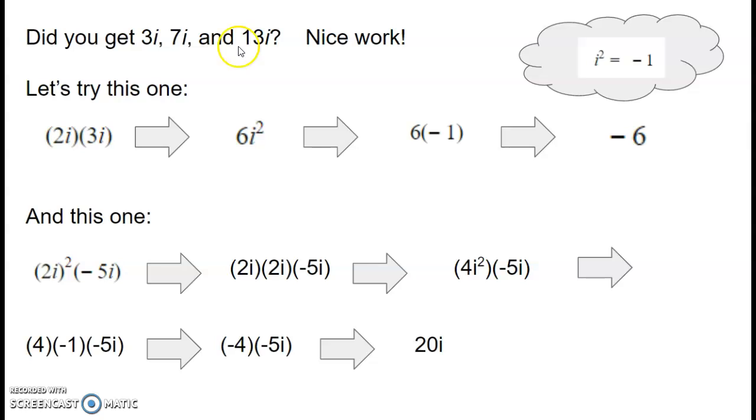So here are some other ones. 2i times 3i. That's the same as 2 times 3, which is 6. i times i is i squared. So 2i times 3i is the same as 6i squared. Again, I can substitute, remember a little aha for today, negative 1 in for i squared, and I get 6 times negative 1. Simplify that, and I get negative 6. So 2i times 3i is the same as negative 6.